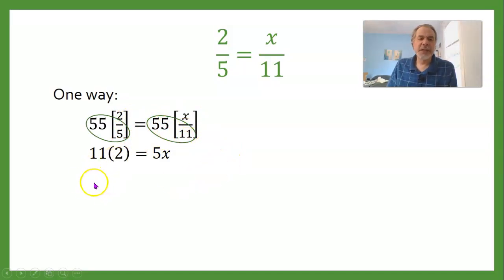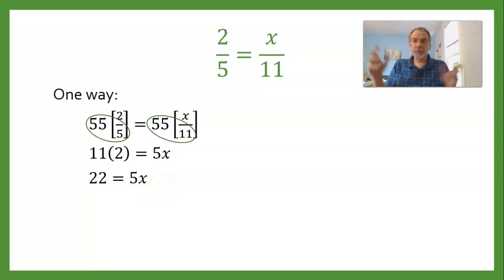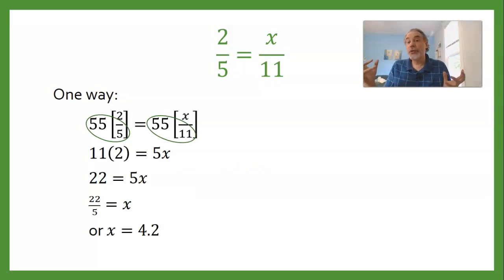Then, of course, 11 times 2 would be 22, so 22 equals 5x. To get from 5x to x, divide both sides by 5. Then x equals 22 divided by 5, or if you did that on a calculator, it would give you the answer in decimal form as 4.2.